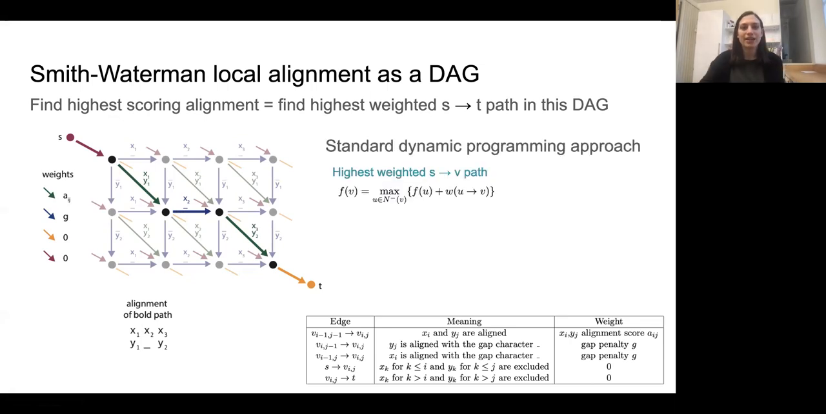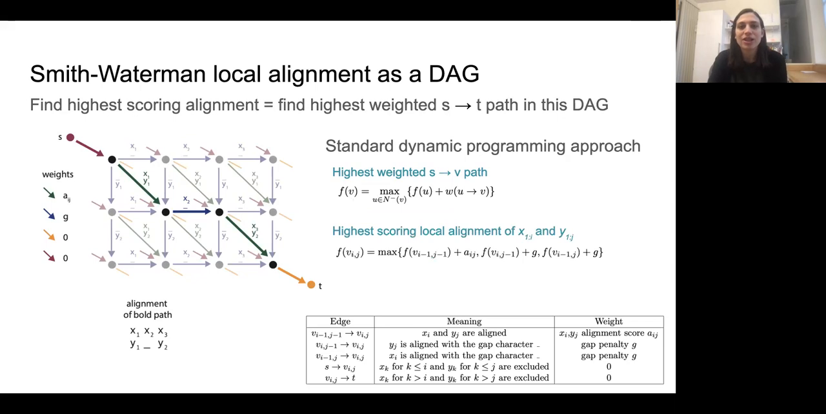So to compute the highest weighted path, or equivalently the highest scoring alignment, we can use a standard dynamic programming approach. The way this works is you compute the highest weighted path from S to vertex V for all the vertices V, and then you return the highest weighted path from S to vertex T. This is computed with a simple recursion. The highest weighted path ending at this vertex is the maximum of the highest weighted path ending at this vertex plus the weight of this edge, or this vertex plus the weight of this edge.